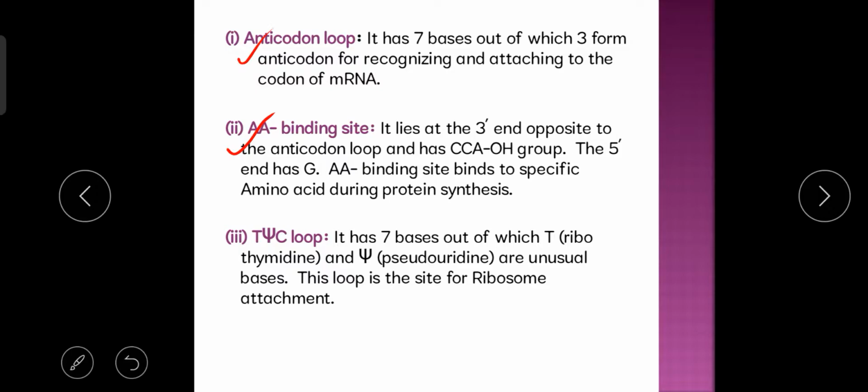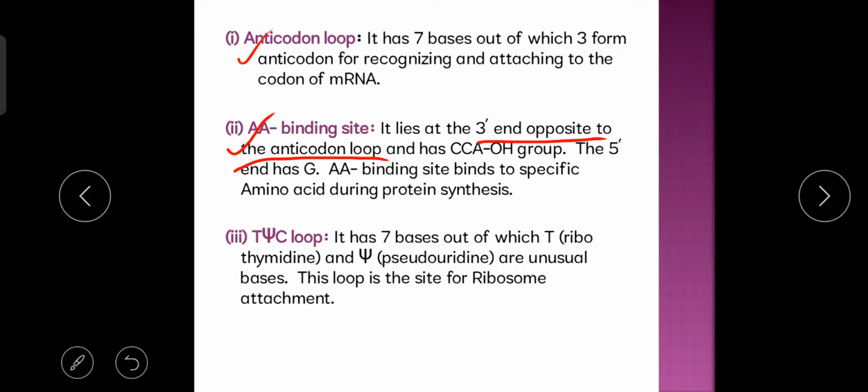When it goes to the amino acid pool, this amino acid binding site of the transfer RNA binds to the amino acid and brings it to the ribosome for protein production. Always remember, the 3' end, opposite of the anticodon loop, contains the amino acid binding site.